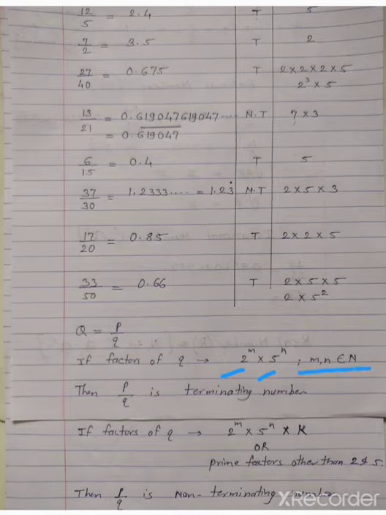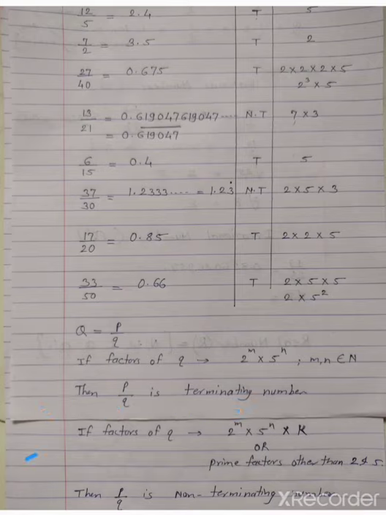So here I just explain to you that m and n both belong to natural numbers. Here you can see, here also you can see. So if this happens, then only this p upon q, the given rational number, is a terminating number.